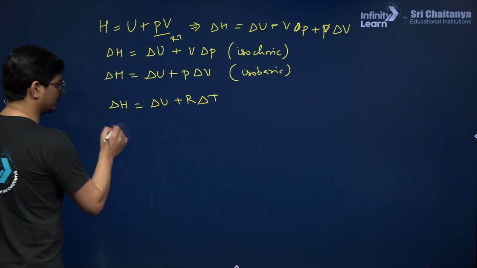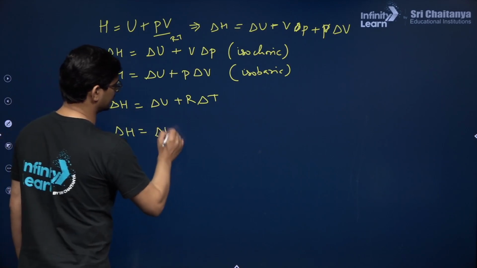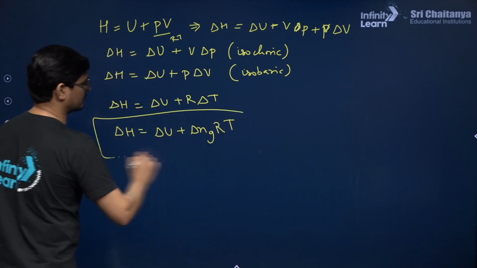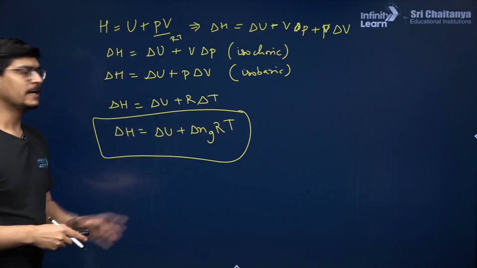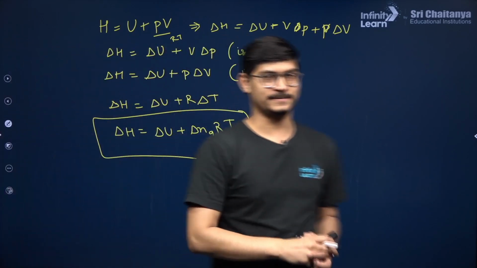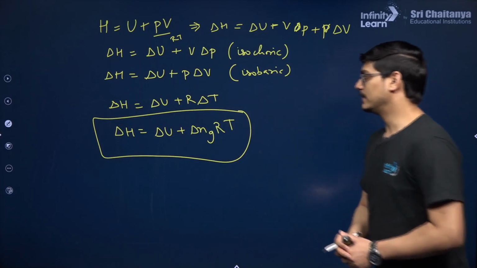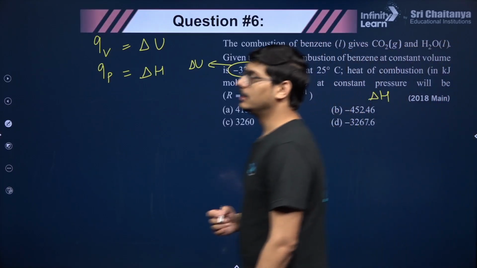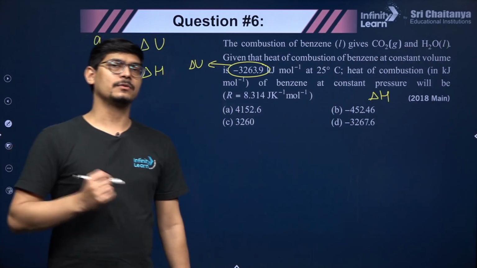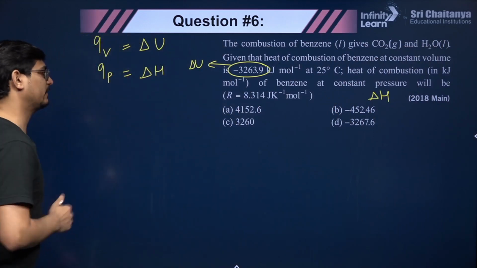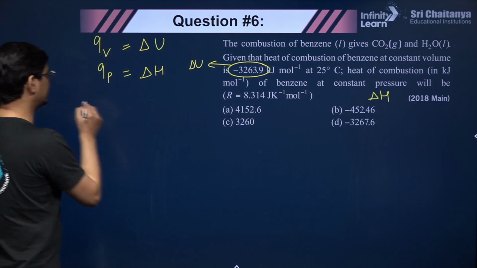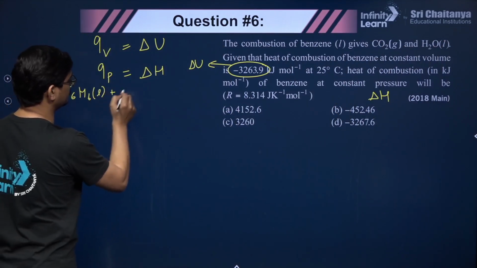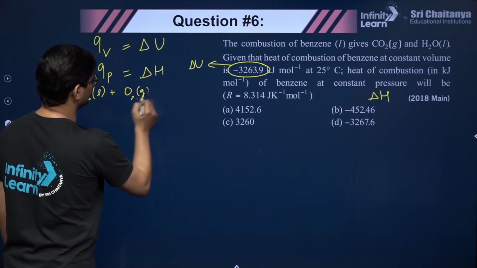Or in case of chemical reactions, we also use delta H is delta U plus delta Ng RT, which is what we will use in this question, right? So this is again a very commonly asked expression: delta H is delta U plus delta Ng RT. In such cases, first you'll have to write the combustion equation or whatever equation they have given. So benzene is liquid, C6H6 liquid. Combustion means reaction with oxygen, gaseous oxygen.